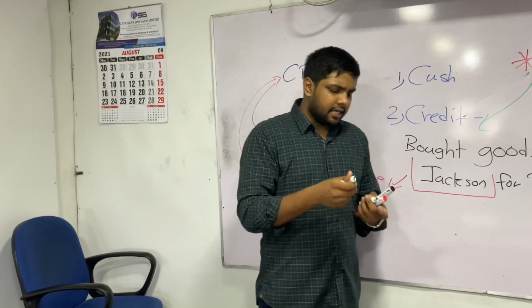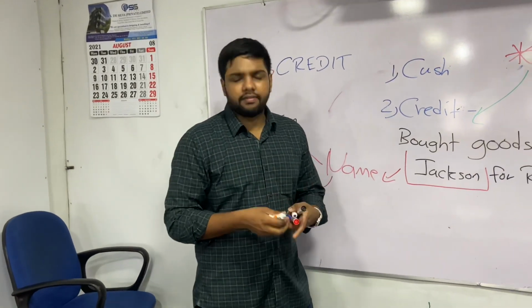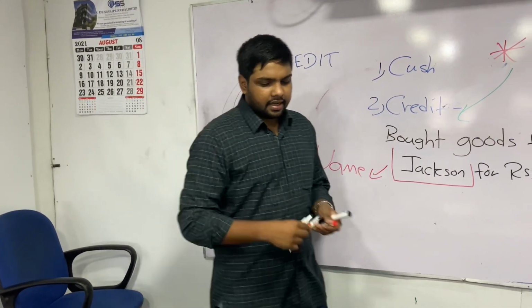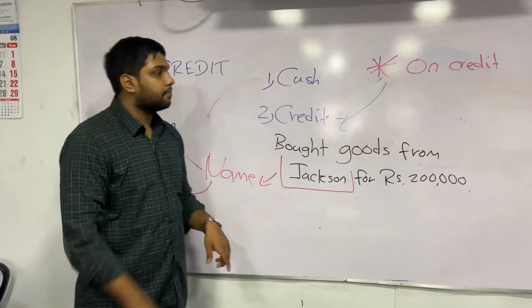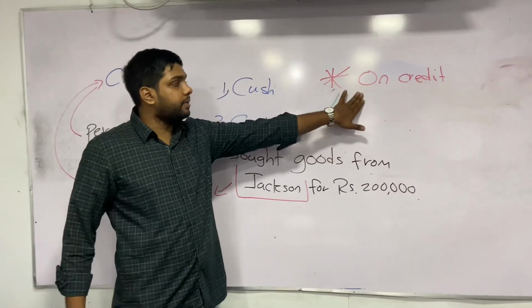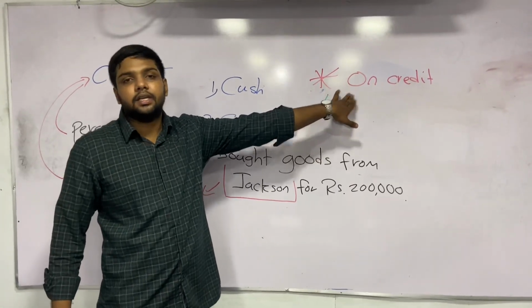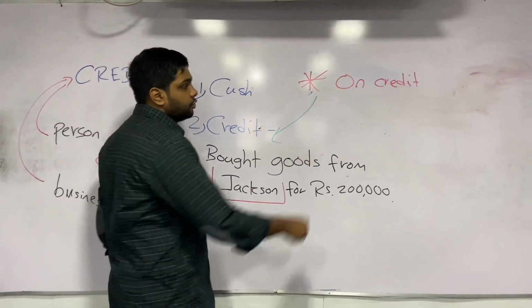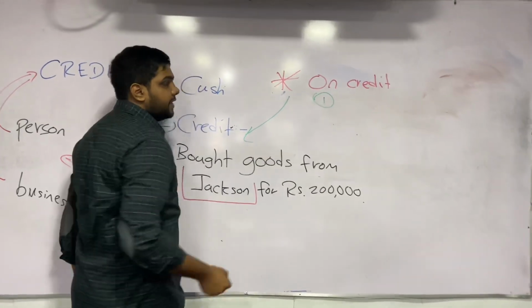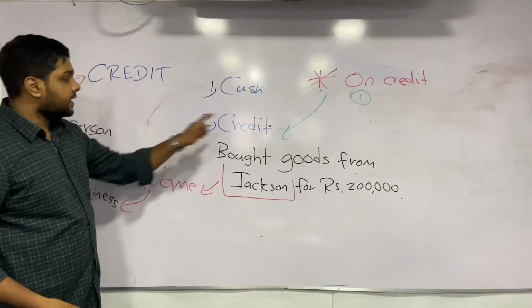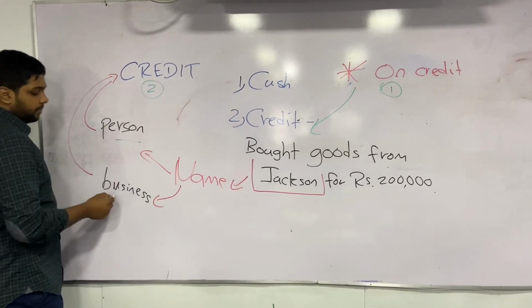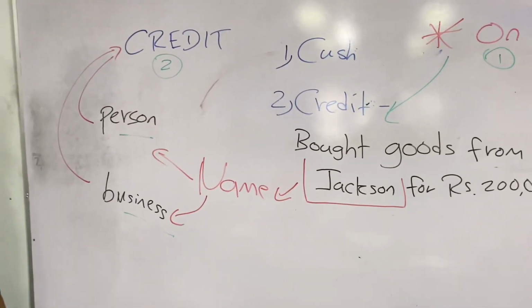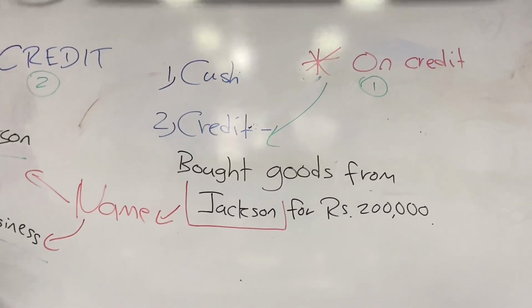Our students, in an unfortunate way, just don't take it very seriously, because they think only this should be there for it to be a credit transaction. But I'll tell you how many conditions should be there. If there is a word on credit, it's a credit transaction. And if there is a name of a person or a business, again it should be a credit transaction. Other than that, all are what transactions, Puta?